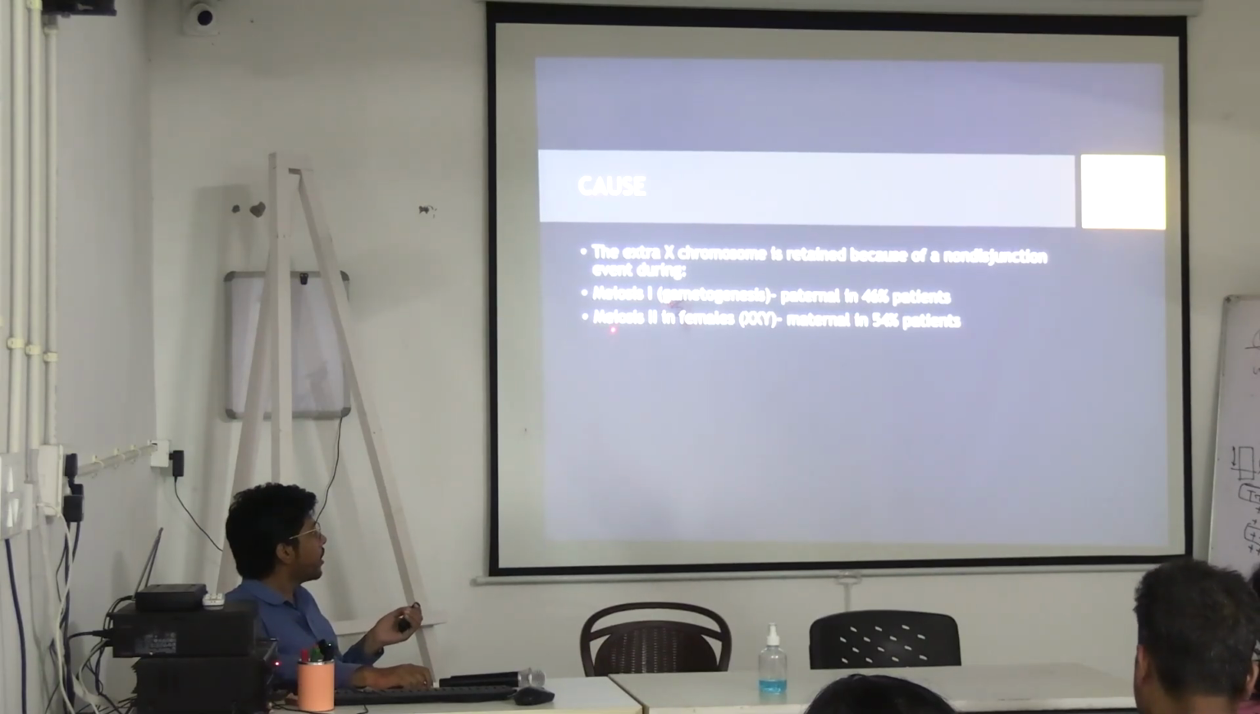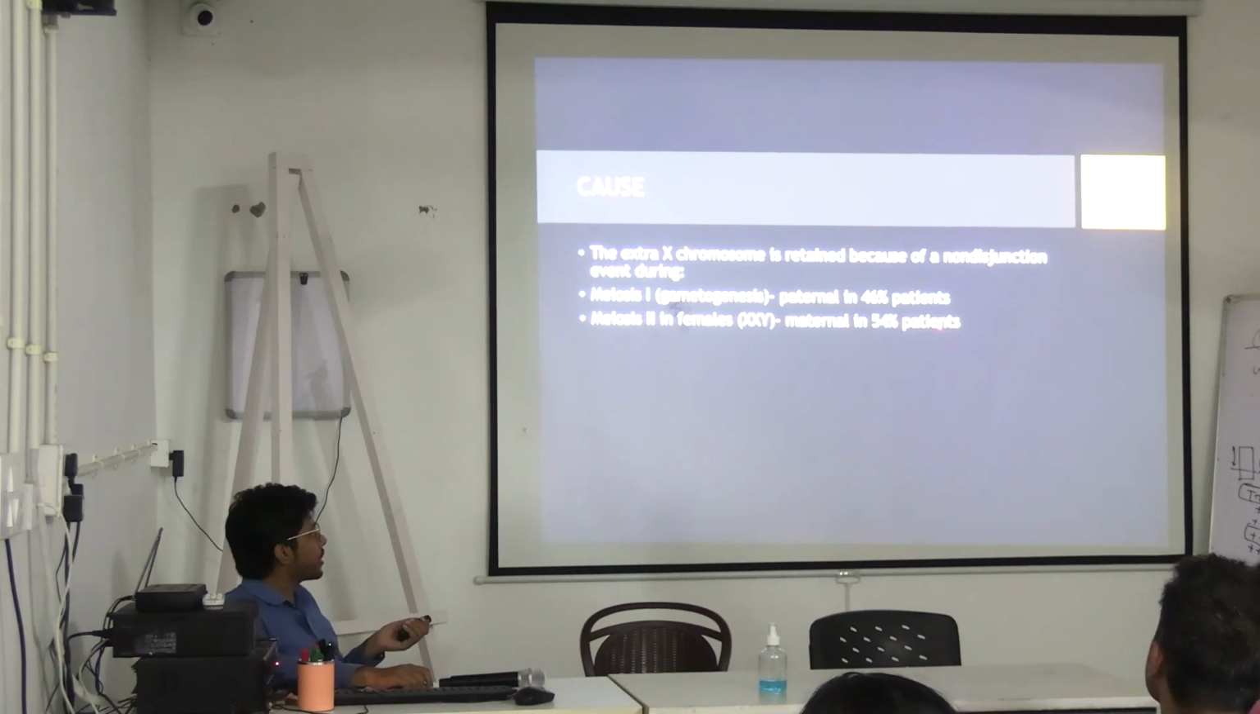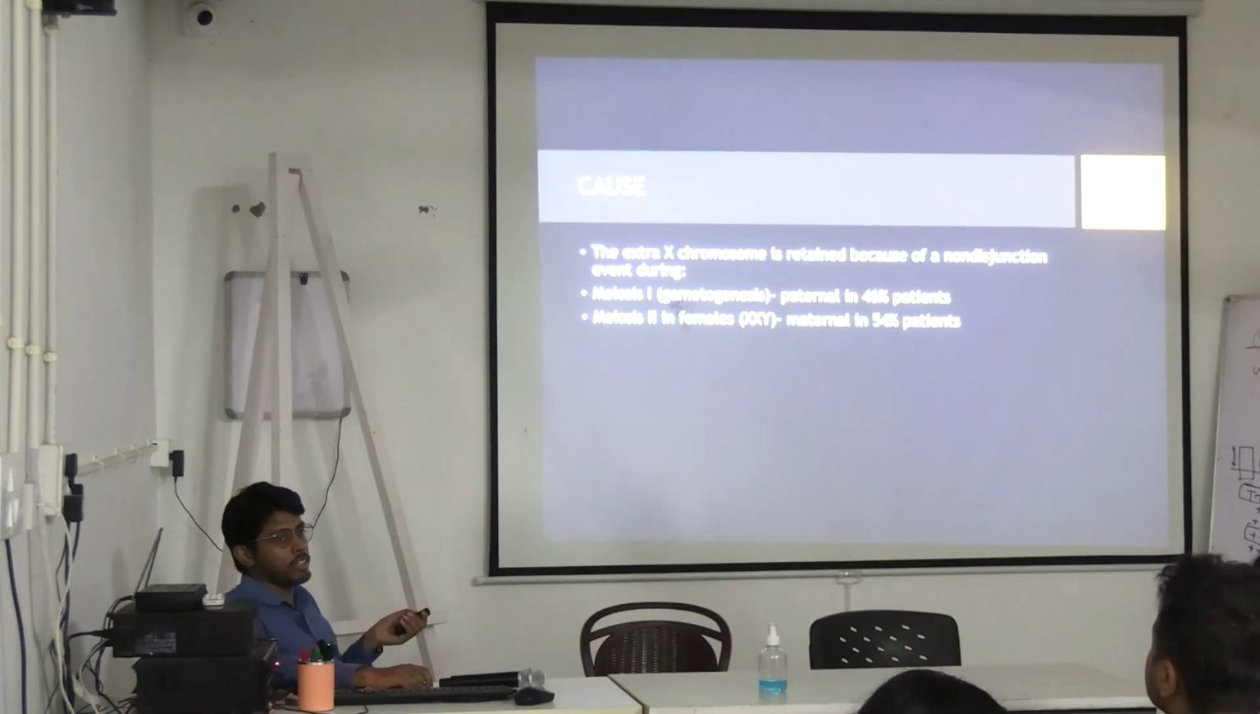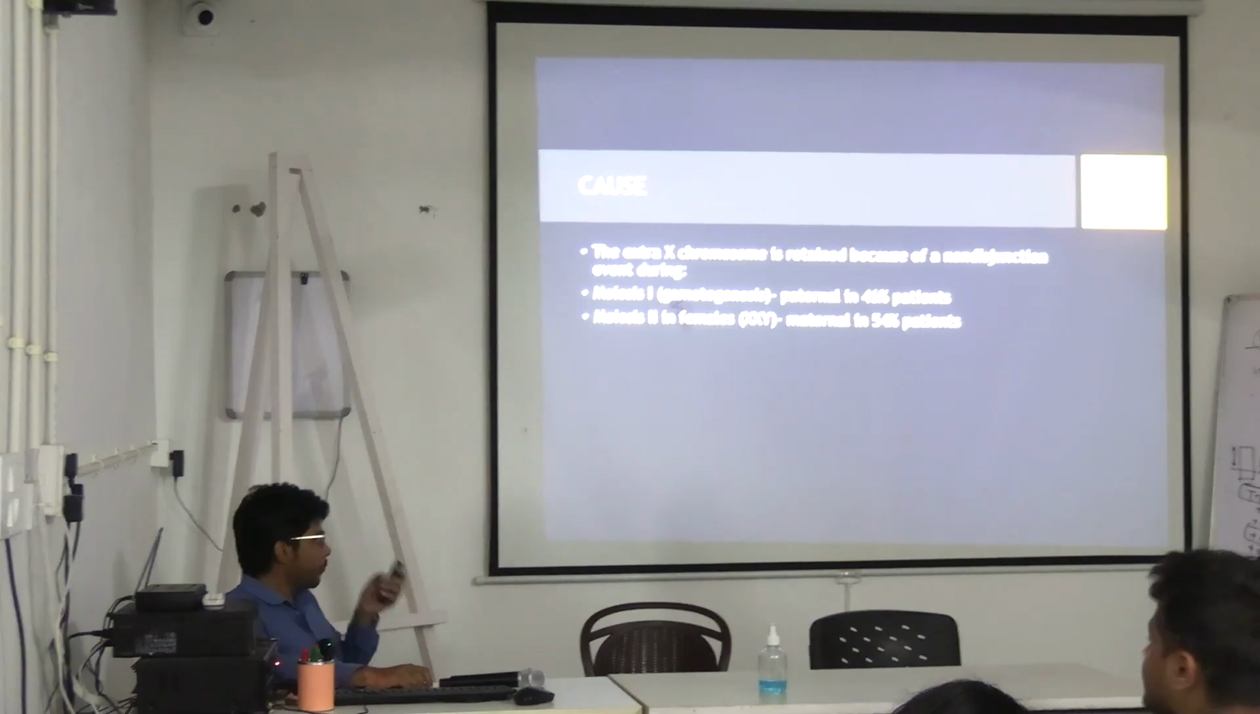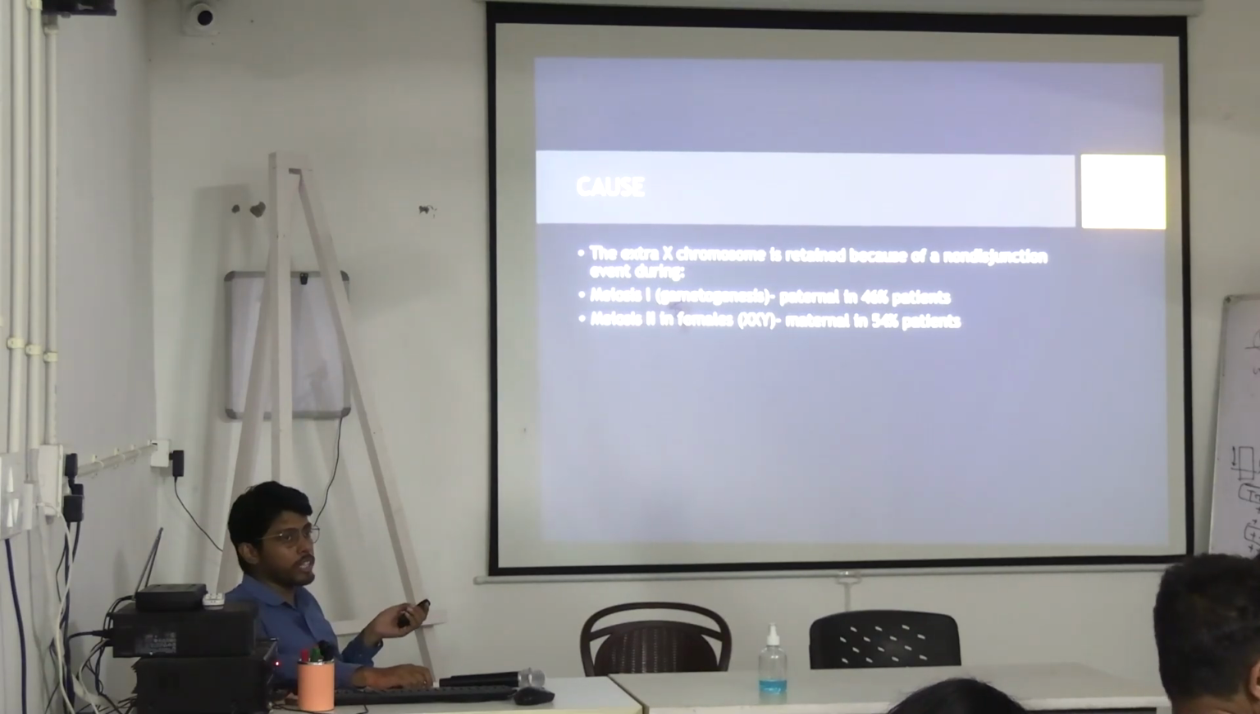During meiosis 1, paternal in 46% patients, and meiosis 2 in females, maternal in 54% patients. Actually in non-disjunction, either one chromosome is added extra or a chromosome may be deleted. That causes aneuploidy. So here one extra X chromosome is there, that will cause the karyotype 47XXY. And this problem occurs during cell division, that is called meiosis.